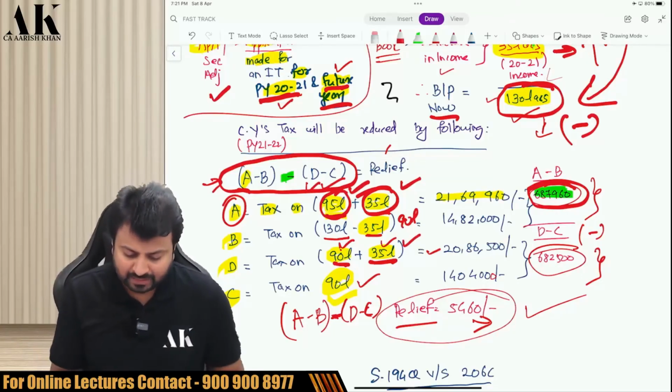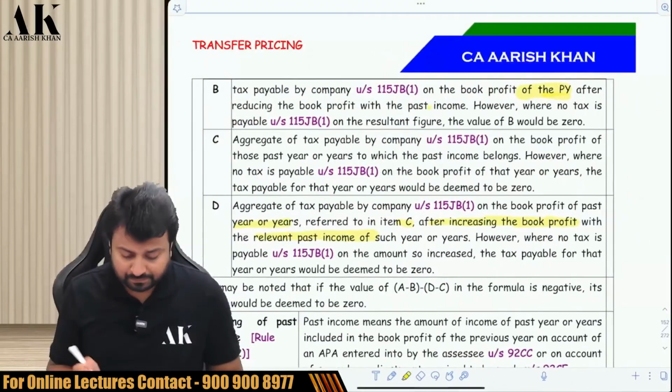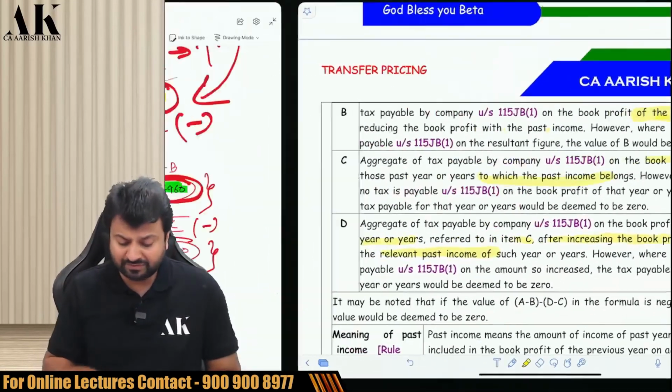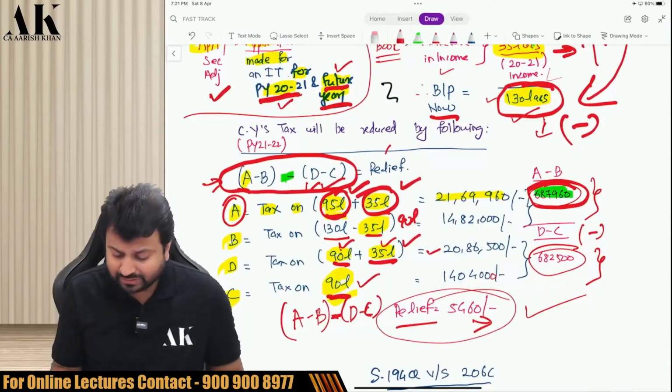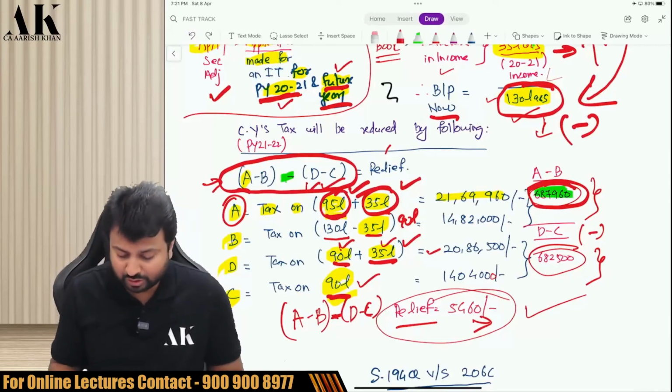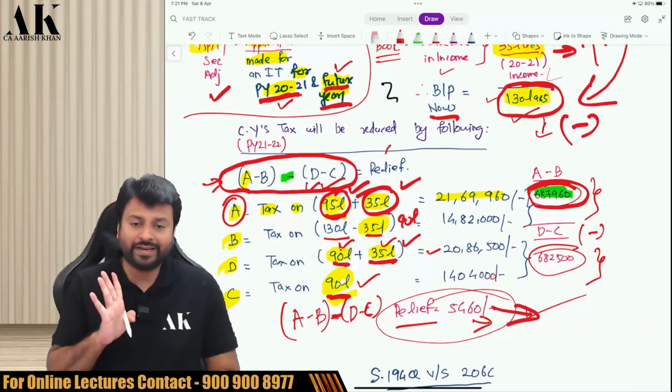That will become D, and C will become what? C will become the aggregate of tax payable on the book profit of the past year. So whatever is the past year's profit, that will become C. So now this will be D minus C. So A minus B minus D minus C comes to 5460, and this is going to be the relief which you are going to get under the income tax law. Okay. So it's very simple.